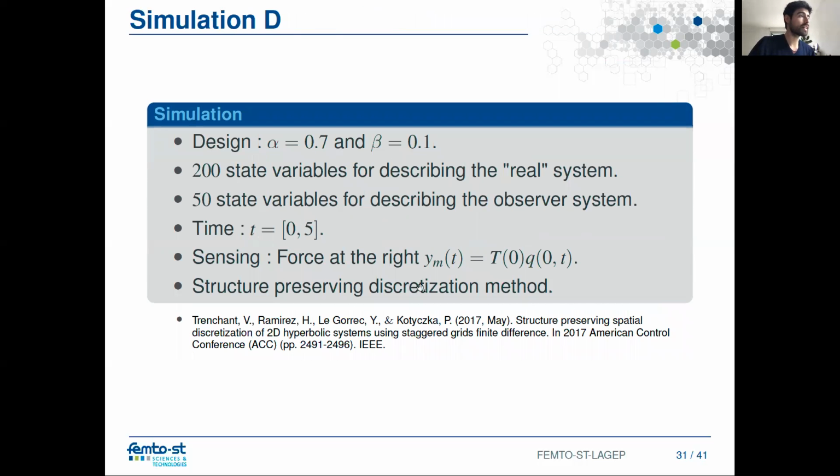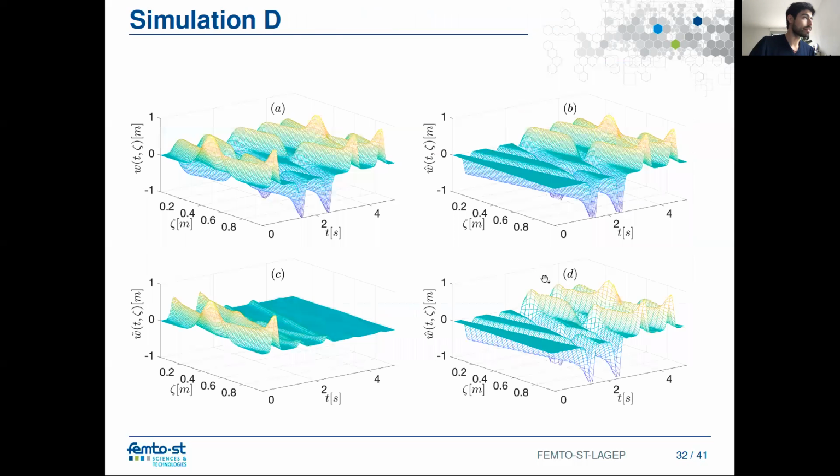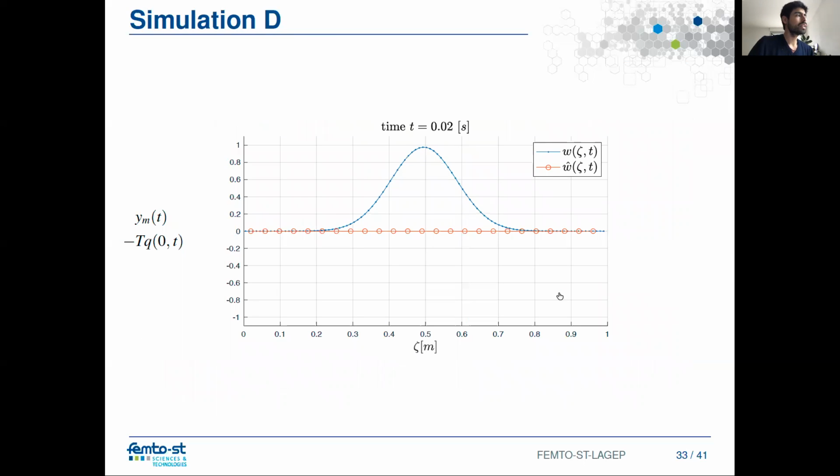We do the design also, and now we are measuring the force at the left side, and the system moves along time, and the observed system converges to this one. You can see the error here, and the reduced order observer. So exactly the same simulation, but now we are measuring only the strain here.